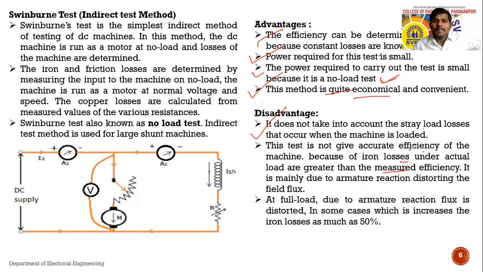Another disadvantage is that we are not able to tell whether the commutation process is satisfactory for a particular load, because we are assuming the load and not directly putting the load on that machine. This is one disadvantage. Another disadvantage is that we are directly assuming the load. Suppose we are assuming 80% load or 90% load. In that situation, we are not able to tell whether the temperature rise of the winding is within the specified limit or not.